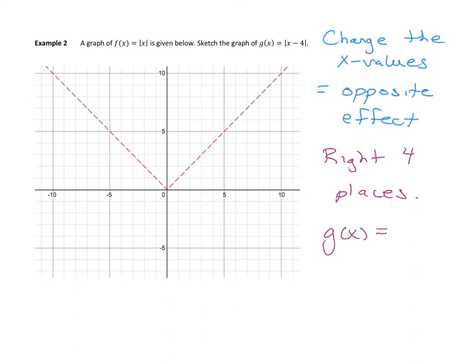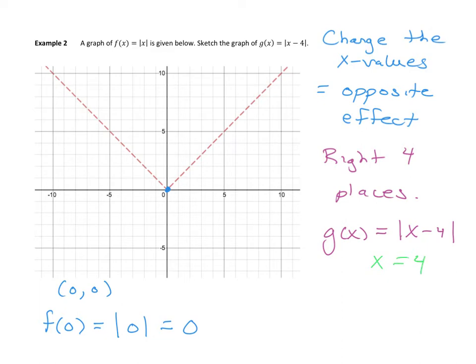So with the function g of x is equal to the absolute value of x minus 4, the way it's written here, let's focus on the point 0, 0 on the original graph. So here's 0, 0. The reason you get 0, 0 is because if you put 0 into the absolute value function, it's the absolute value of 0, which is 0. Okay, over here on the function g, what number do you put in place of x so you get the absolute value of 0? Like, what if you want to have a 0 in here? The number that you have to put in place of x is 4.